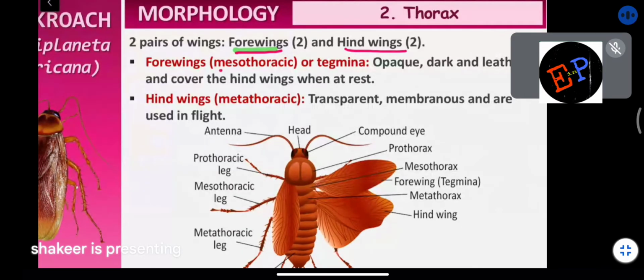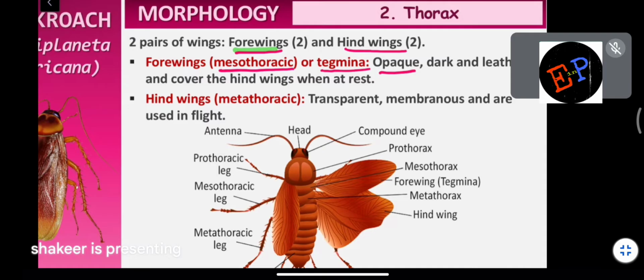Where these four wings are attached, they are attached to the second thorax. The mesothorax region is called the second thorax. So they are attached to the second thorax, and they are also called tegmina. Clear? And what is the nature of these four wings?